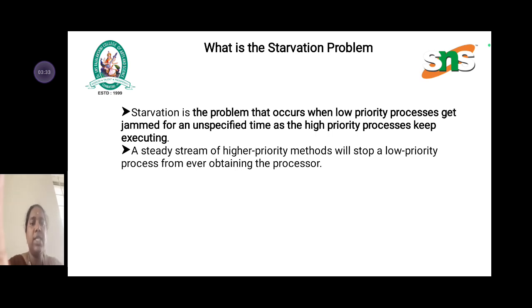Starvation problem. Starvation is the problem that occurs when low priority processes get jammed for an unspecified time as the high priority processes keep executing. A steady stream of higher priority processes will stop a low priority process from ever obtaining the resources.